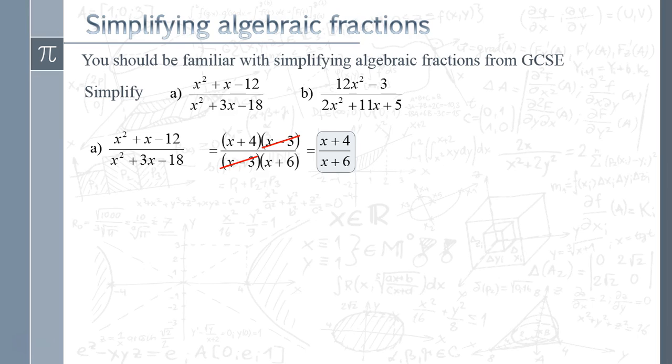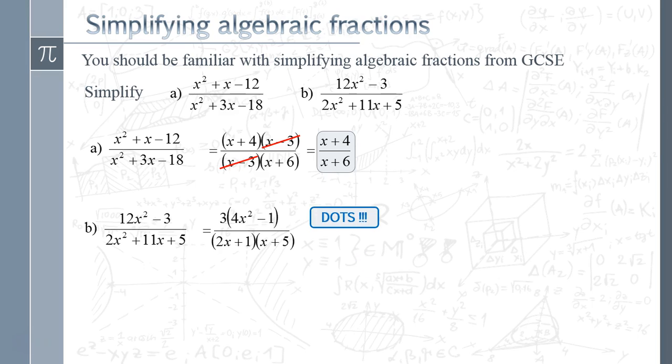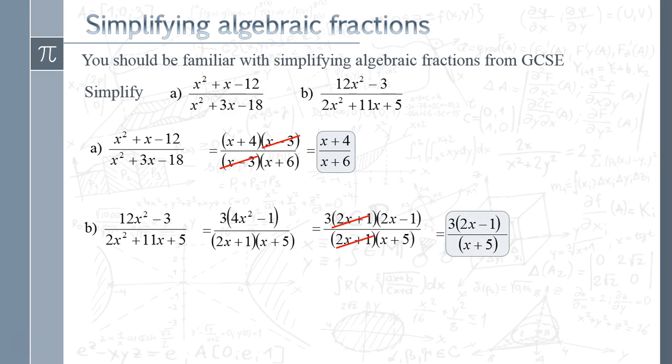Right, all fairly straightforward. Let's have a look at the second one. This one's not quite as obvious, but if we think about what's going on on the top, you can see we take out a factor of 3, and now we've got a clue, because on the top we're going to have a difference of two squares, and on the bottom we do a bit of factorising and get (2x plus 1)(x plus 5). We've got the factorising still on the top too, that difference of two squares, there it is. So we've got (2x plus 1)(2x minus 1), and then you've got the 2x plus 1 appearing on the top and on the bottom, and there we go, job done.